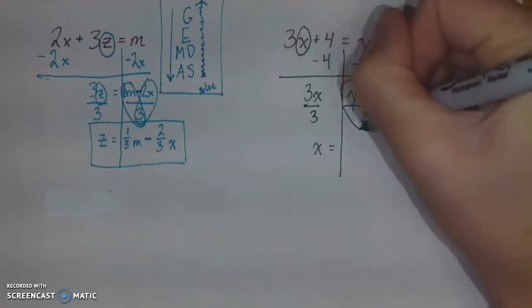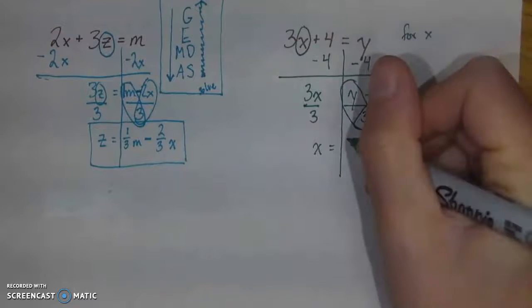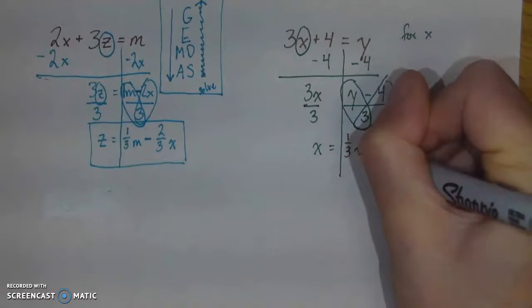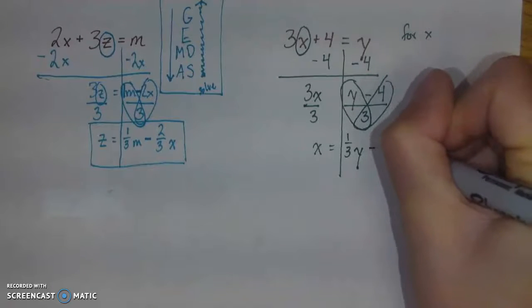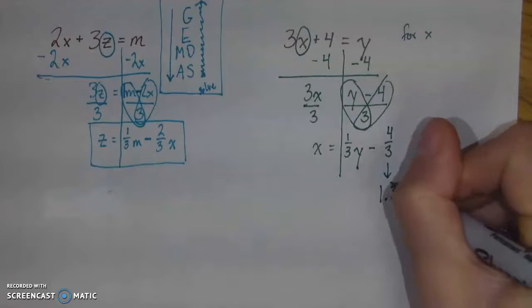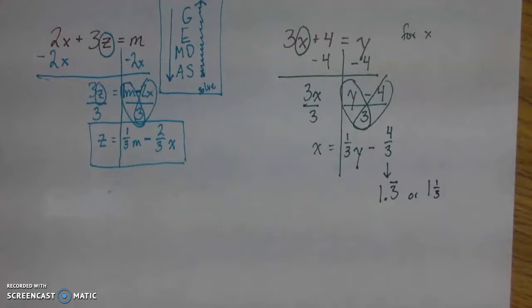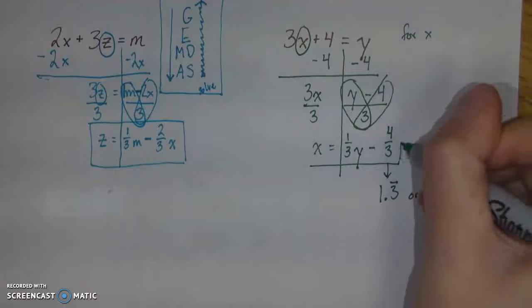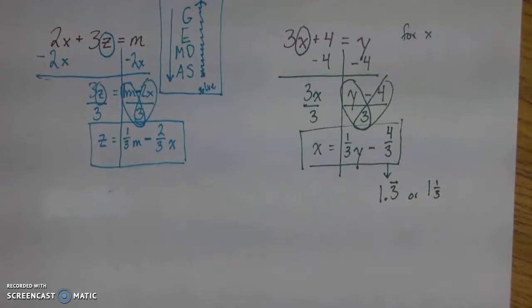And on the right, notice how I have to do the little heart thing again. This is going to give me 1/3 y, or y over 3, minus 4/3. Which, by the way, if you wrote 4/3 as 1.3 repeating or 1 1/3, that is also correct. Don't forget, you do need a subtraction sign in front of that 4/3.